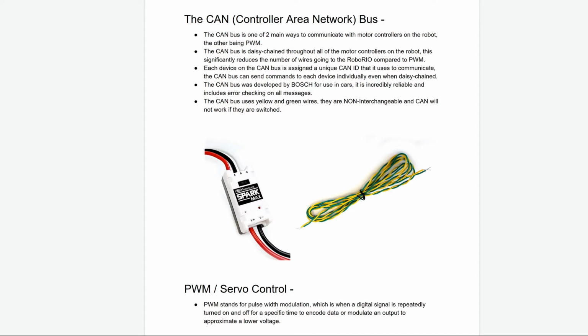Really simplifies wiring. Every single device has a CAN ID. Every single device can be individually controlled, and they can all send data back. And we only have to use one wire going throughout the robot to do that. Really simplifies wiring. Yellow and green cannot be mixed up. You gotta put yellow and yellow, green and green, or it will not work.